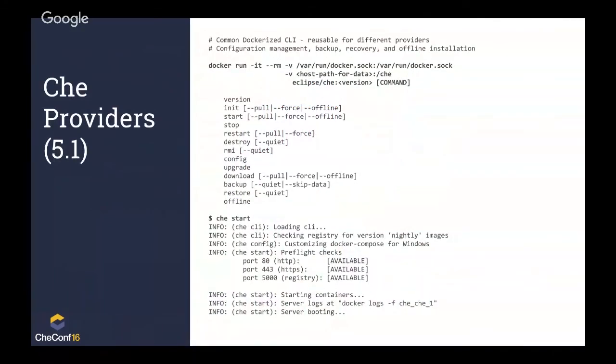Last, Che providers, which will come in 5.1. And the essential part of this is that it's about a common, consistent CLI experience for custom assemblies. So if you want to create your own custom Che, such as what we do with Codenvy or what Samsung has done with the Arctic IDE, what we want is a single assembly that you can then get a very consistent CLI experience so that you don't have to customize the CLI, and that anyone everywhere can run Che with configuration management, backup recovery, and offline installation in a standardized way, and Che providers provide for that.